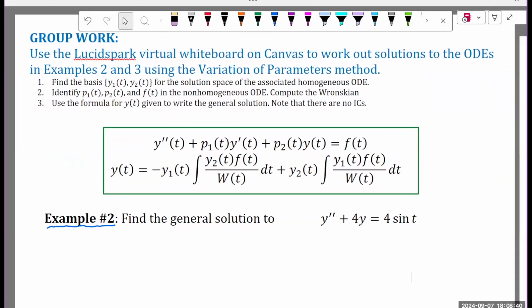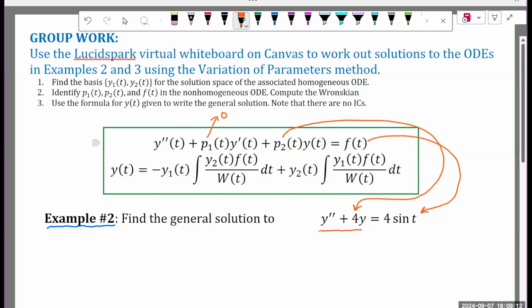All right, let's continue with example 2. First, we want to identify the parts of our ODE that correspond to the formula that we're going to use. You notice that there is no y prime term in here. So P1 is going to be 0 in our case. P2 is 4, and our function f is 4 sin t.